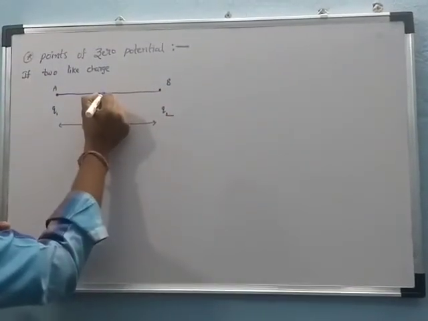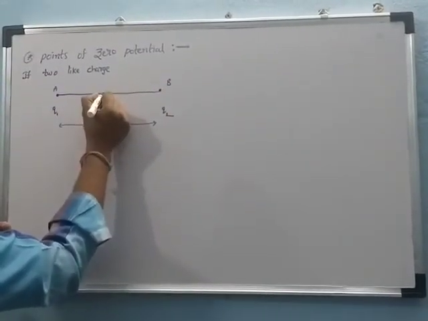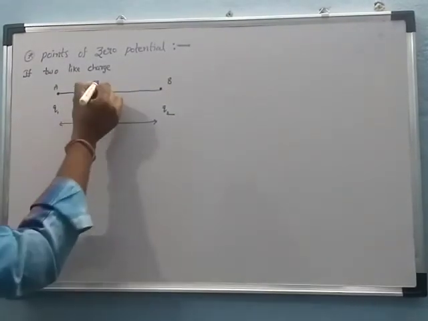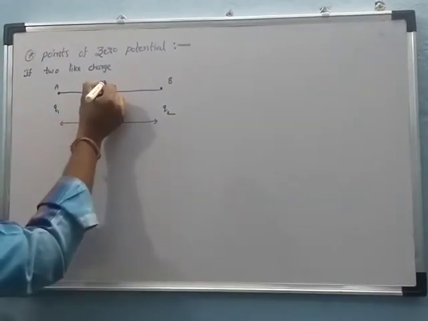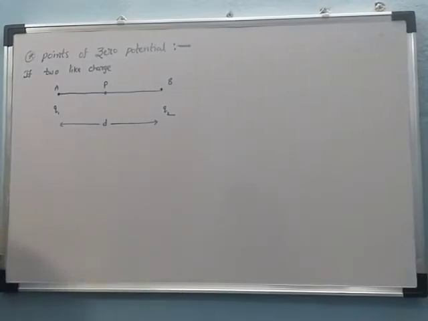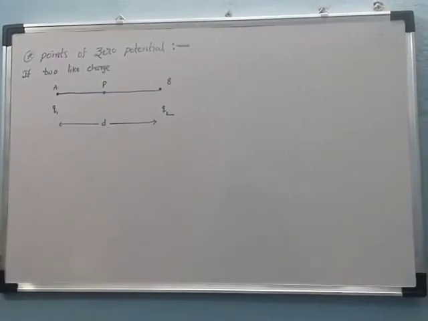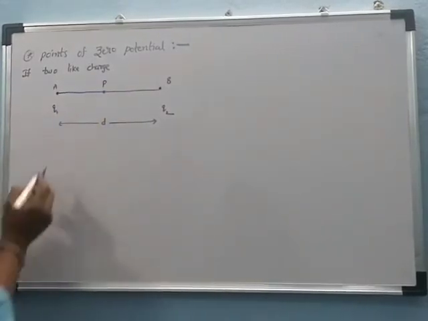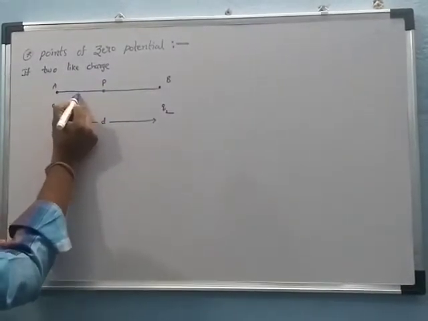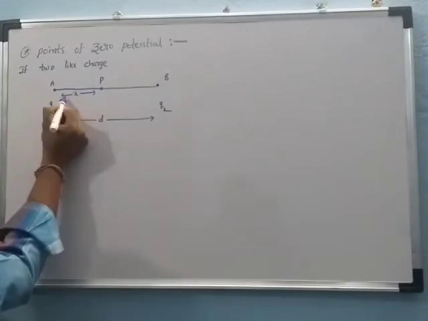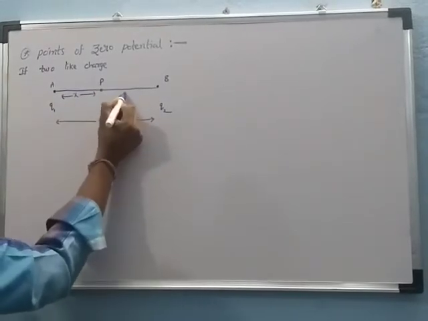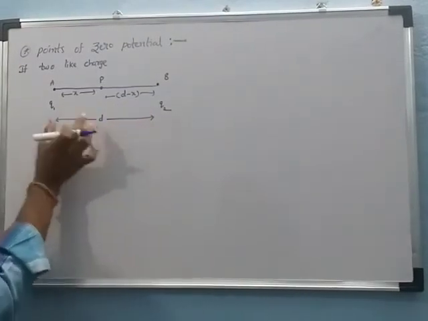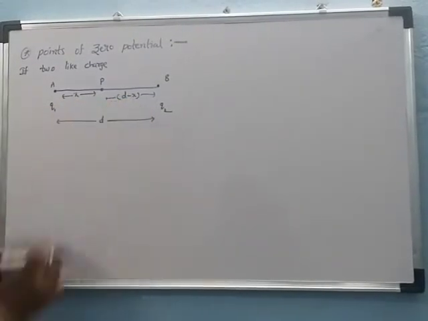The zero electric potential point lies between the two charges. We consider this point as the P point. When there are two like charges, the electric potential is 0 between the charges. The distance A to P is considered x, and the remaining distance is d minus x, because the total distance is d.